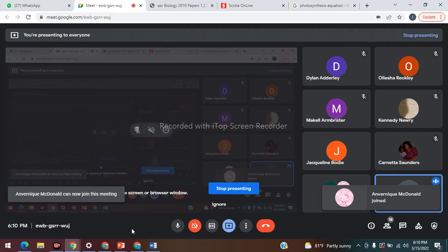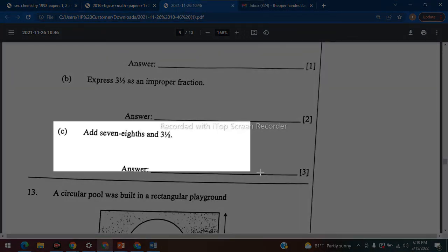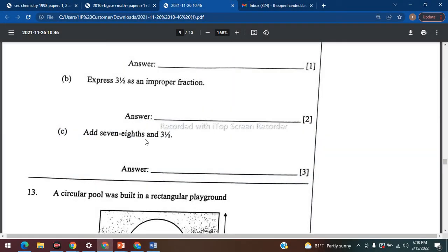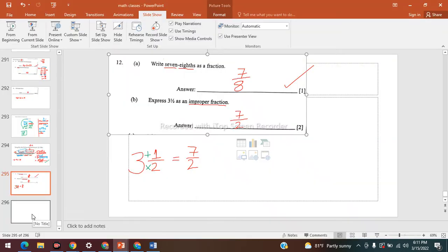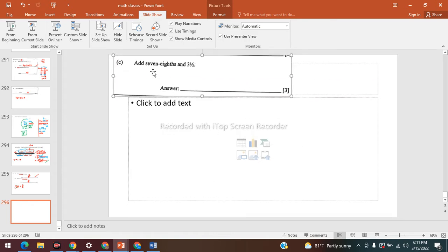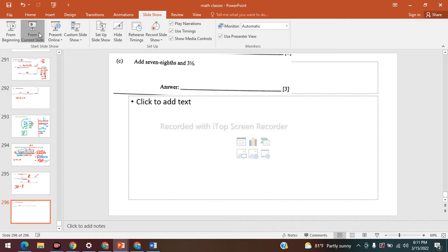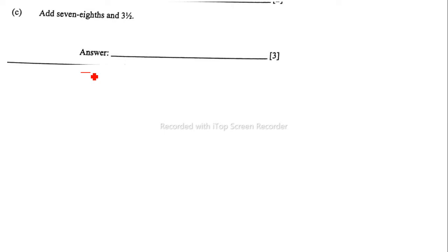Okay, so let's continue with the rest of the questions. The question says, now we want to add 7/8 and 3 and 1/2. So again, we want to add 7/8 and 3 and 1/2. The first thing we want to do is take 7/8. We know 7/8 is a fraction. It's 7/8. And we want to add it to 3 and 1/2.